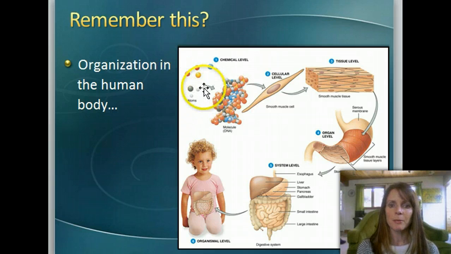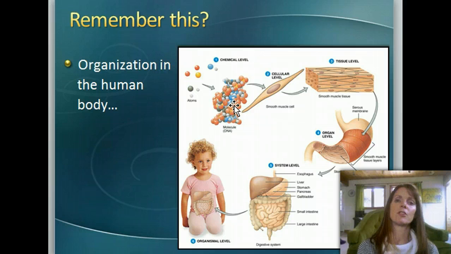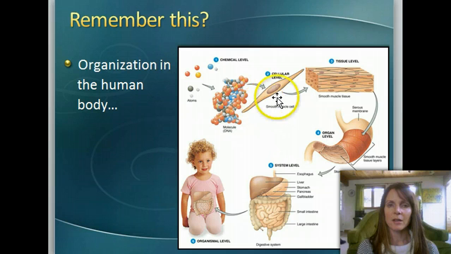Then you put a bunch of atoms together and you end up with a molecule, such as DNA. This is showing a DNA molecule, which is more than one atom put together. When you put DNA together, you end up with a cell. Then you have multiple cells together, so more than 2 cells, 2 different types of cells, make up a tissue.